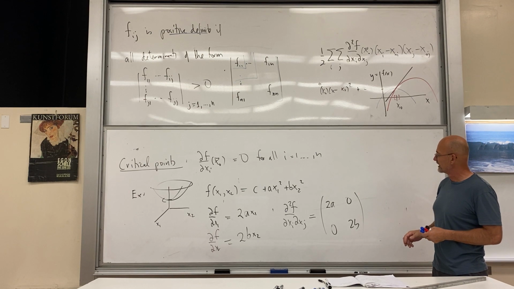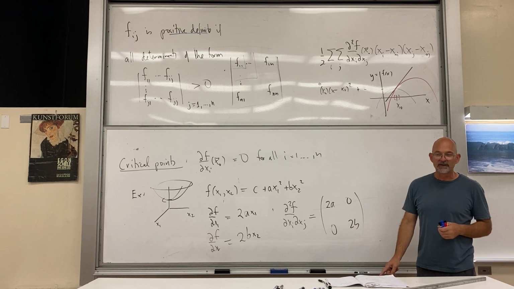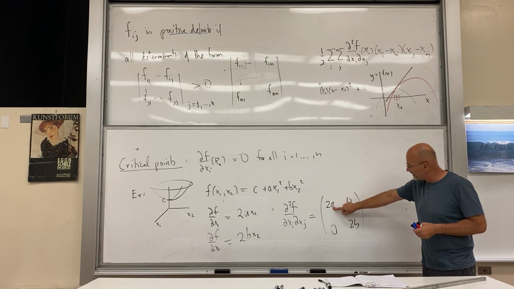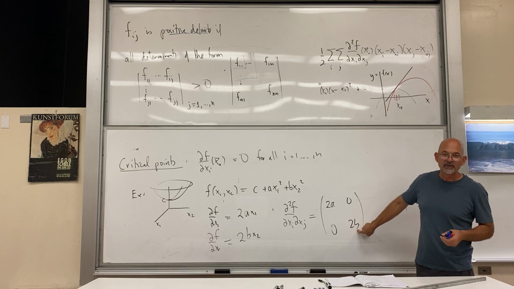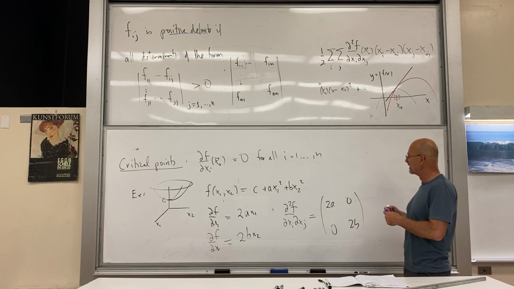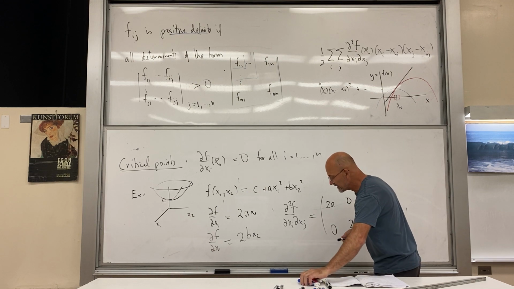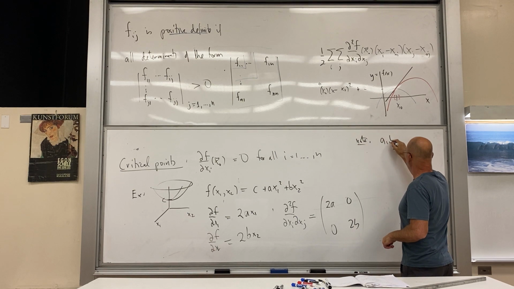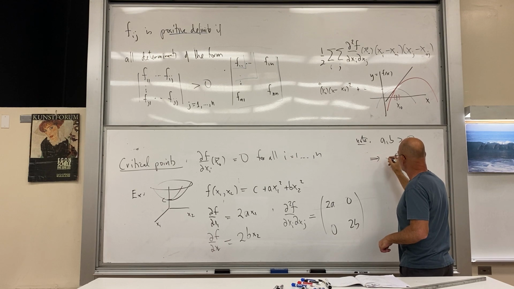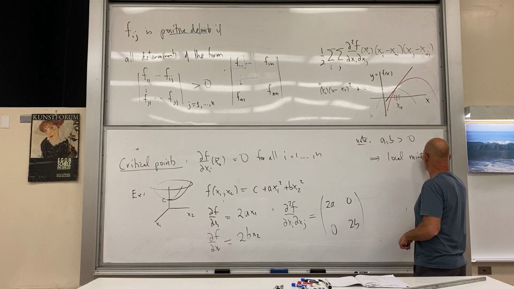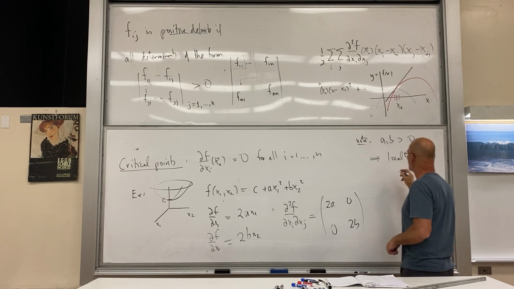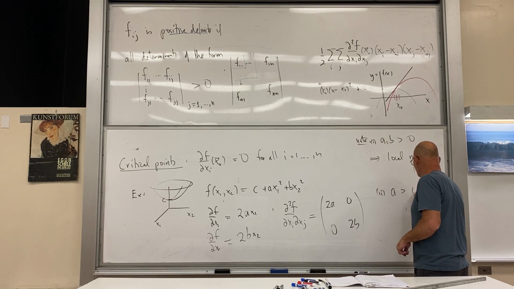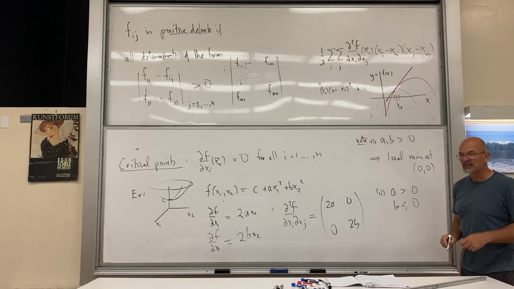So this is great now, because suppose a and b are both positive, then we have a local minimum. What if a is greater than 0 but b is less than 0? Then we have a saddle. So I'm going to put these down as notes so that we can go back to that. Note: a, b both greater than 0, then we have a local minimum at 0, 0. A greater than 0, b less than 0, it's a saddle.